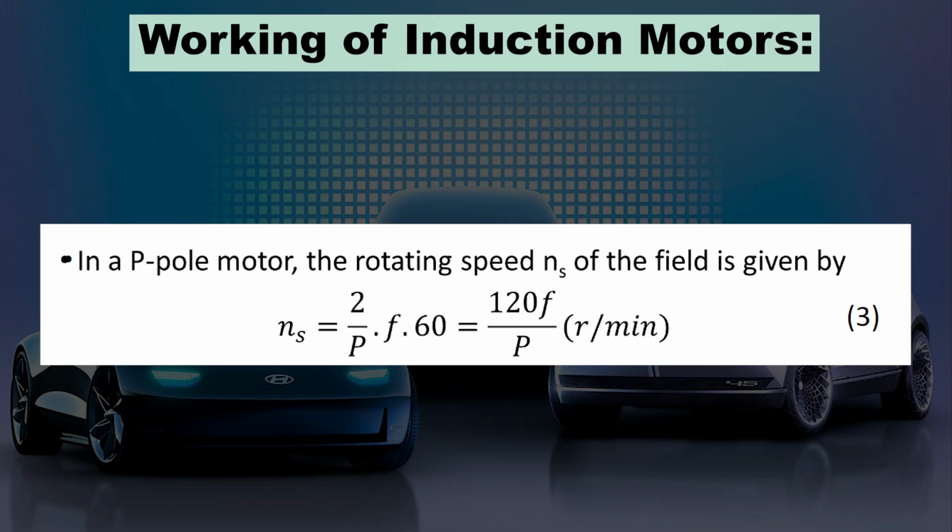The total magnetic field is a sinusoidal field with its peak rotating at an angular speed omega radians per second. Since omega is equal to 2 pi f, the rotating speed of the field will be the same as the supply frequency f revolutions per second, or ns equal to 60 f revolutions per minute. In a p-pole motor, the rotating speed ns of the field is given by ns equal to 2 pi f into 60 by p, that is, 120 f by p.